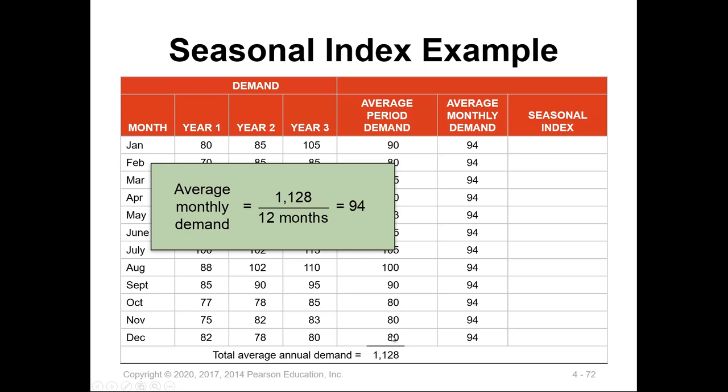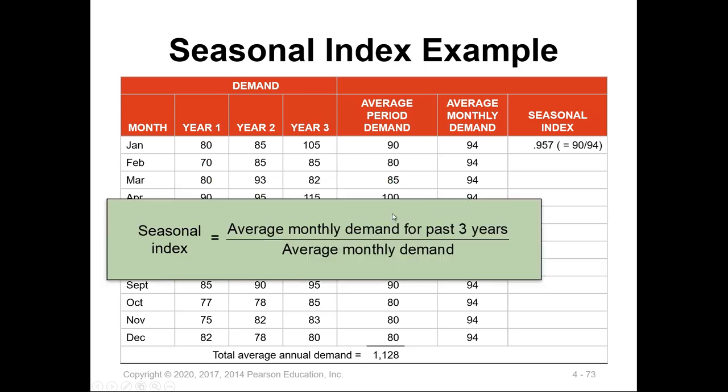The average monthly demand will equal the sum of the average period demand divided by n, the number of periods, which in our case will equal 1128 divided by 12 months. Those are the periods, and that will equal 94. So to find an average, the same average for all months, we divide 1128 by 12, and we get 94 for all months.